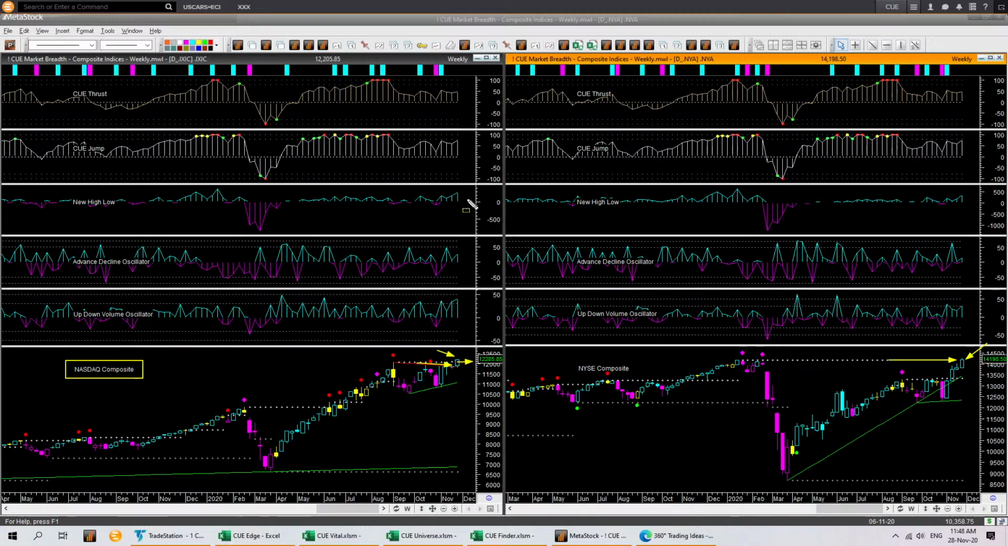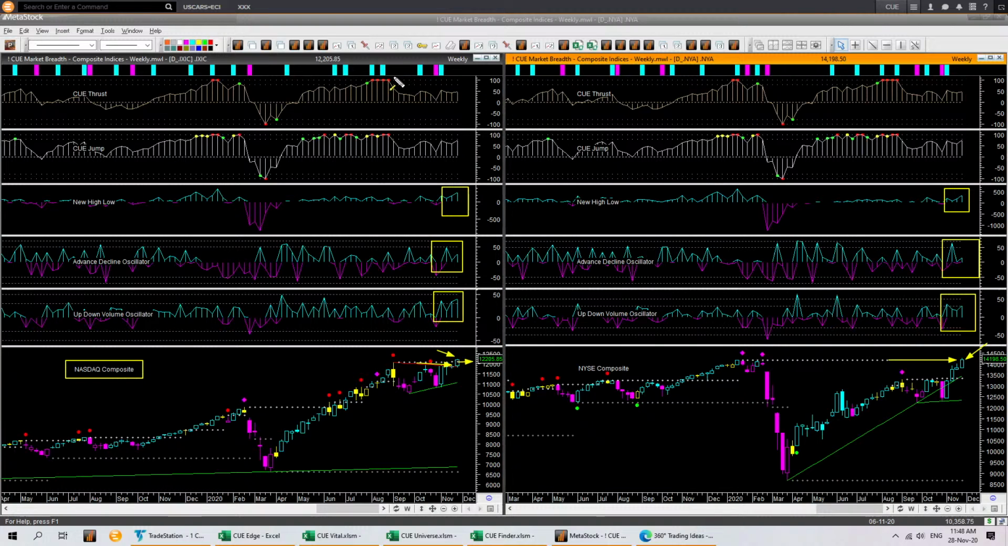If we look at the internals, new high low is bullish for both the composites, there is no divergence, no bearish signal. If we look at advanced decline and up down volume, the same conclusion. That is, not only is the market going up, internally under the hood also, more stocks are going up, more stocks are making new all-time highs, and the up stocks are going up with higher volume.